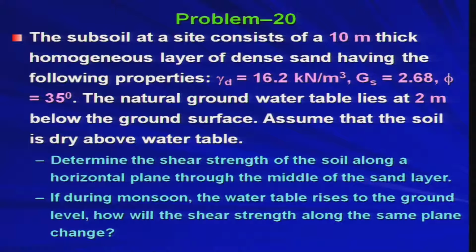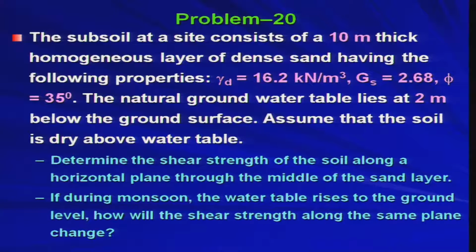Now, the first problem in this chapter, that is in shear strength, is here. The subsoil at a site consists of a 10-meter thick homogeneous layer of dense sand having the following properties: gamma d 16.2 kilonewton per meter cube, specific gravity Gs equal to 2.68 and phi equal to 35 degree. Phi is nothing but the angle of internal friction of soil, and C is 0 here, because this is dense sand, so we can consider C is 0.